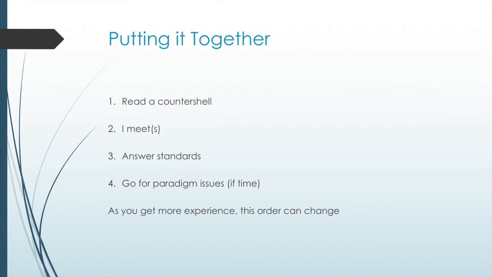This is a really nifty order that I find the easiest to flow and the easiest to do as a debater. But as you get more experience and you get more comfortable with answering T and theory, this order can change a little bit. So for instance, if you know that you've gotten a lot better with time allocation, because T and theory is an easy place to get your time allocation messed up, but if you know that you're good with time allocation there, maybe you want to go for RVIs as soon as you get to the shell. So you're going to read your counter shell and then do your paradigm issue stuff and then do I meets and standards.